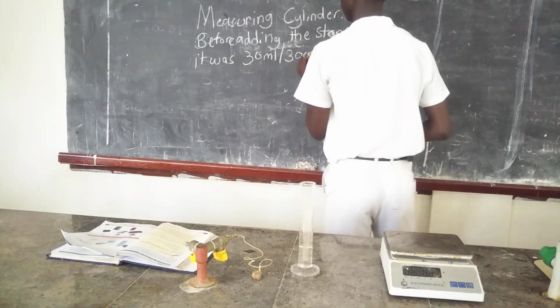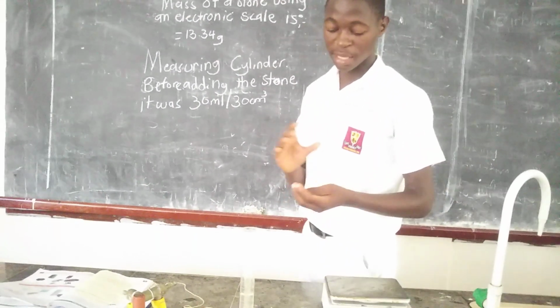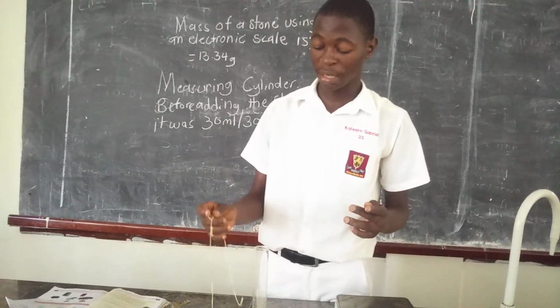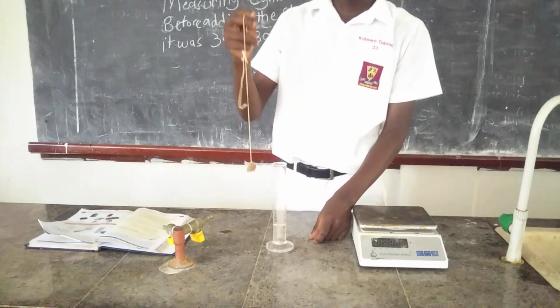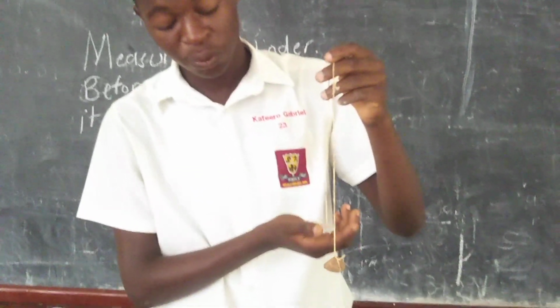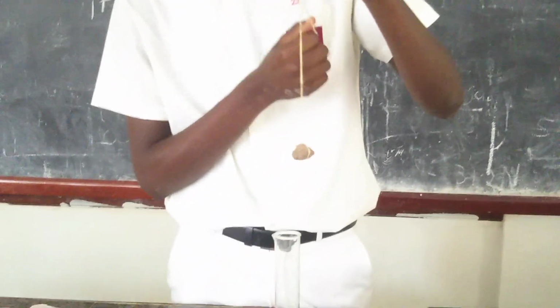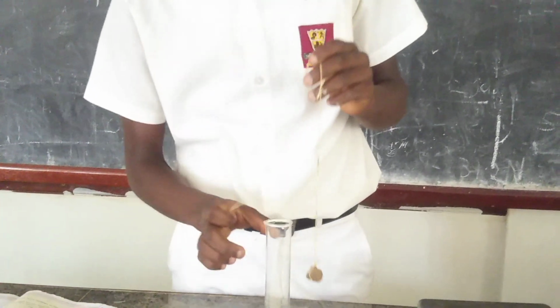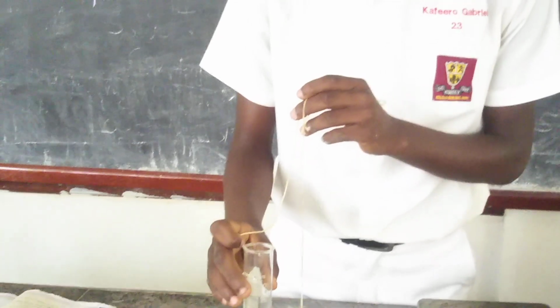It's still the same. After that, the next thing I need to do is to place this stone, tied with a string, into our measuring cylinder. When you are placing this stone, make sure that you place it gently and carefully, such that the water does not splash and we can get our readings accurately. As you see here, the measurement is really 30.